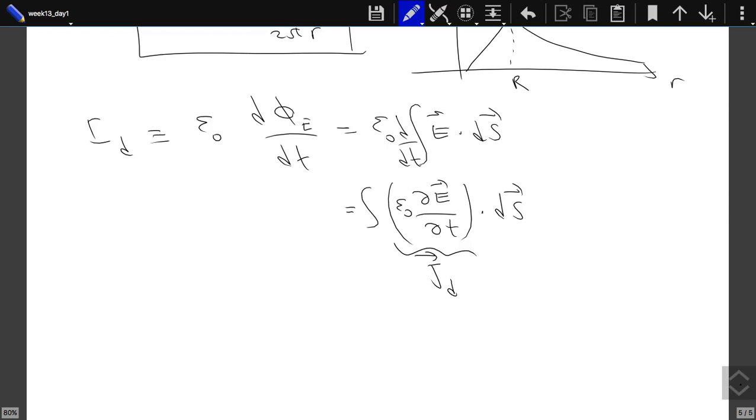You mean the partial derivative, not the total derivative. You see, when you take the integral, this integral depends only on time. But electric field depends on time and also the position.